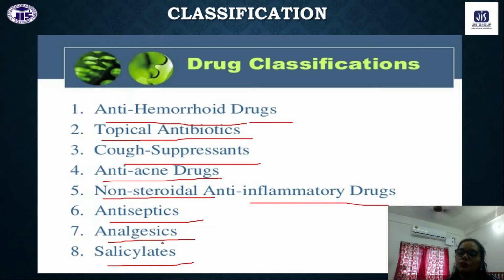Whatever drug molecules we are getting, we are just deriving, we are enhancing that drug molecule with some functional groups, so that the efficiency, the beneficial utility of the drug molecule can be increased. Okay, so these are some of the classifications that we have.